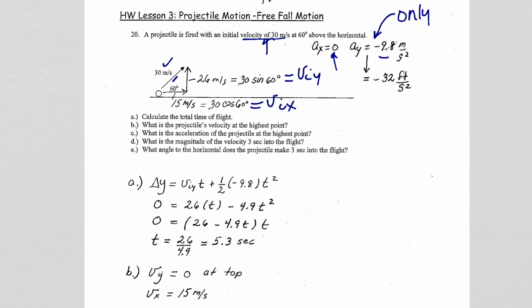So if we want to know the total time of flight, we will always focus on the y direction for total time of flight because it goes up, it comes down. So delta y is 0. It started at 0, ends at 0. Notice I'm using my initial velocity in the y direction, the positive 26. The initial times time plus 1/2 a t squared, negative 9.8. I get one equation, one unknown.